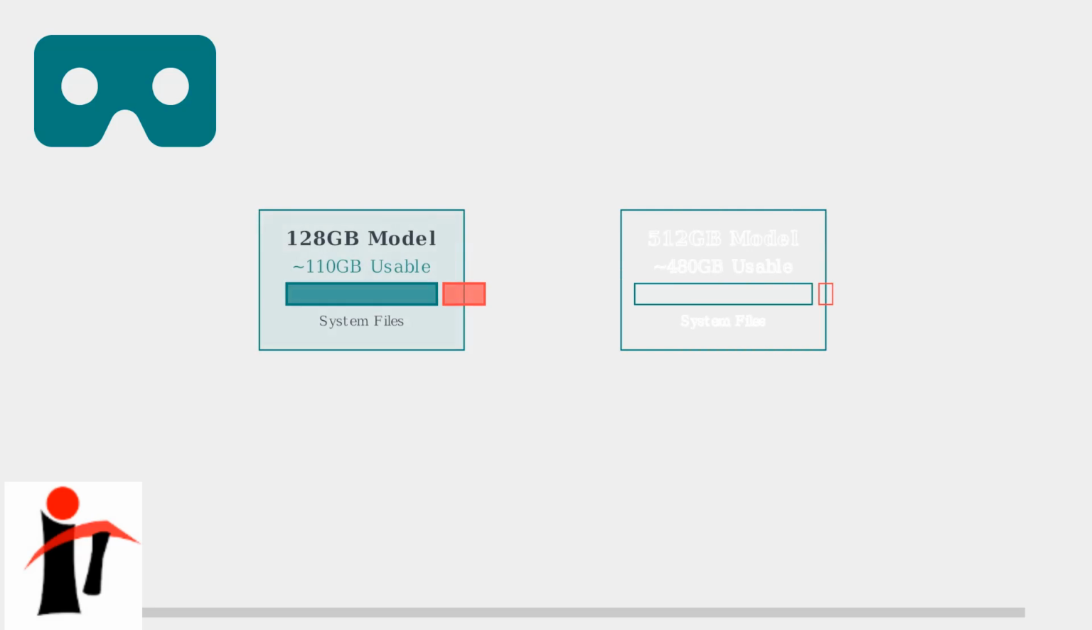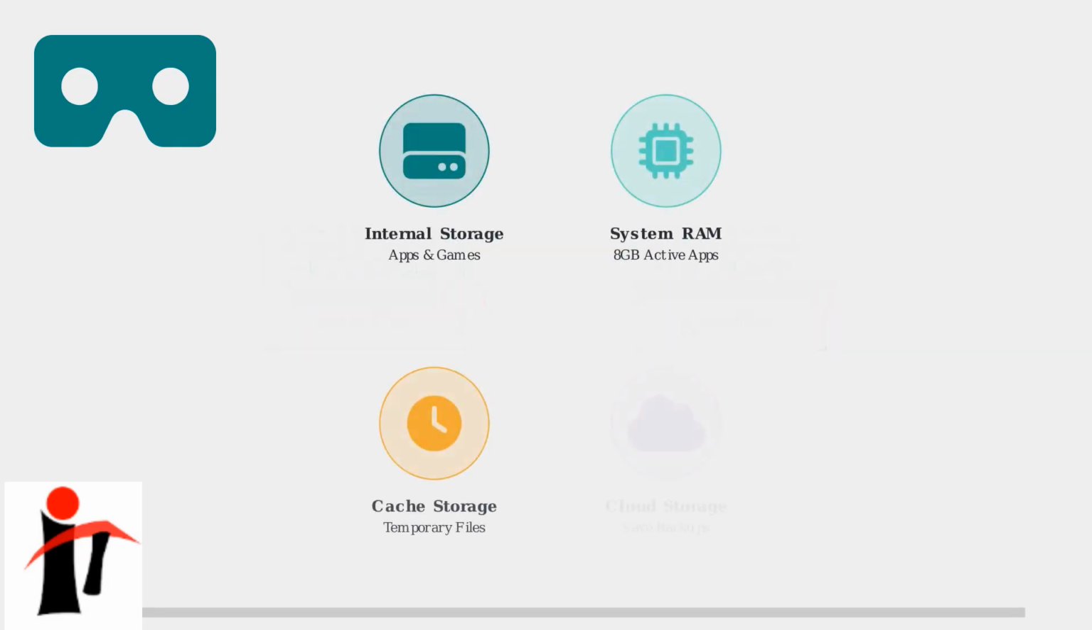First, let's understand your Quest 3's storage architecture. The device comes with either 128GB or 512GB of internal storage, but the usable space is actually less due to system files. Your Quest 3 has different types of memory and storage working together. You have internal storage for apps and games, system memory or RAM for running applications, cache storage for temporary files, and cloud storage for backups.